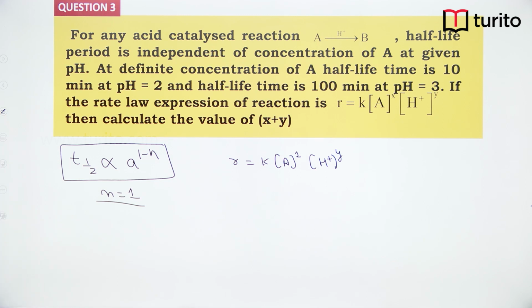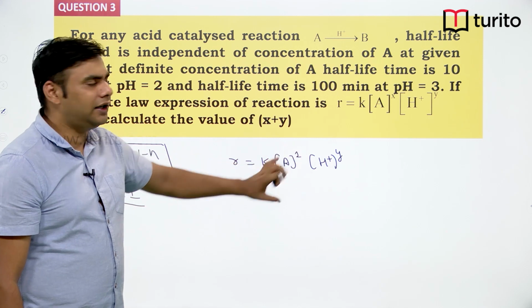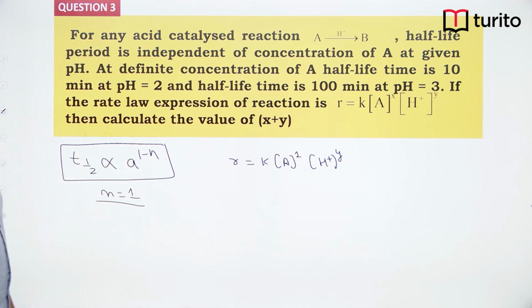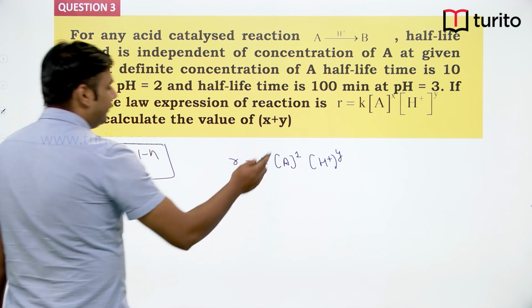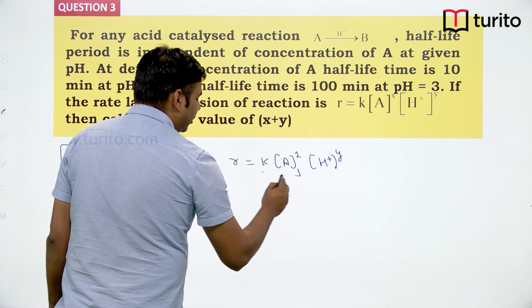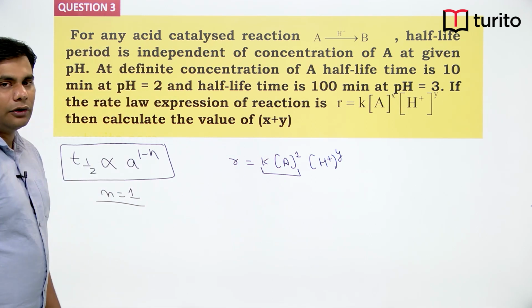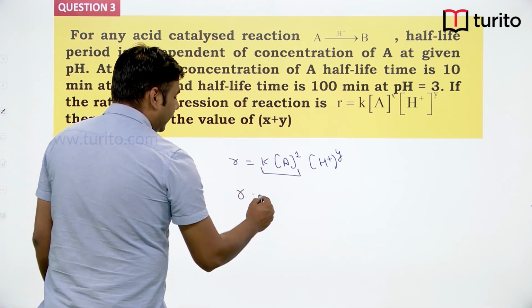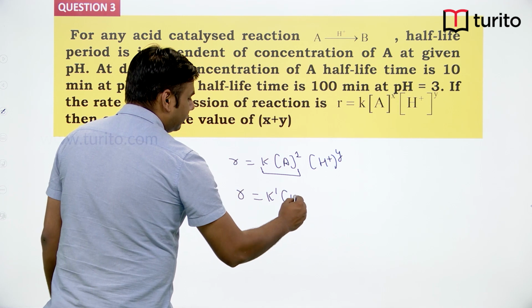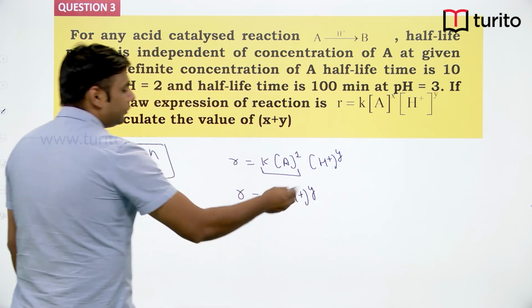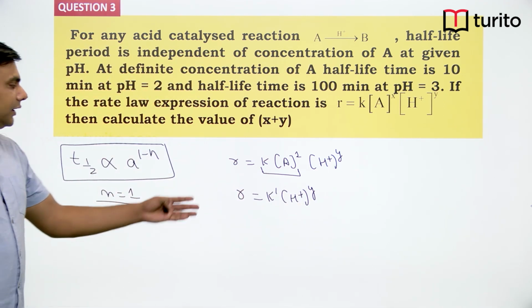So it says that at definite concentration of A, definite concentration means this concentration is constant. Okay. So the half-life time period is 10 minutes at pH equal to 2. So when we are taking a definite concentration, that means this is a constant, constant multiplied by a constant is another constant. So the rate is equal to K dash into concentration of H plus raised to power y. So this is a yth order reaction.